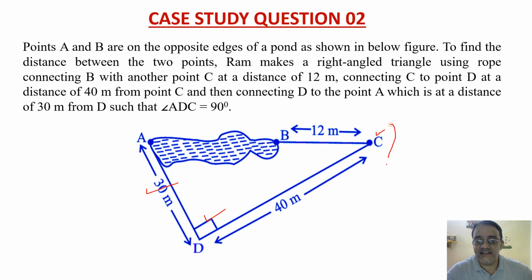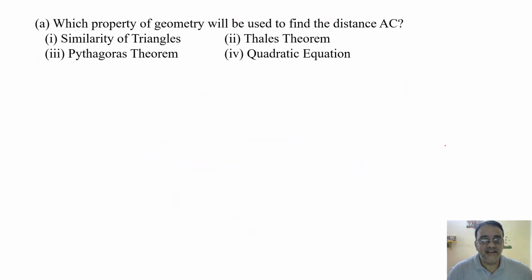So whether the figure is clear to all of you? Yes, sir. Right. Now, which property of geometry we have to use to find this distance AC? Wait, that is the next question. Similarity of triangles, or Thales theorem, or quadratic equation, or Pythagoras theorem. Pythagoras theorem. Right. The correct answer is Pythagoras theorem.